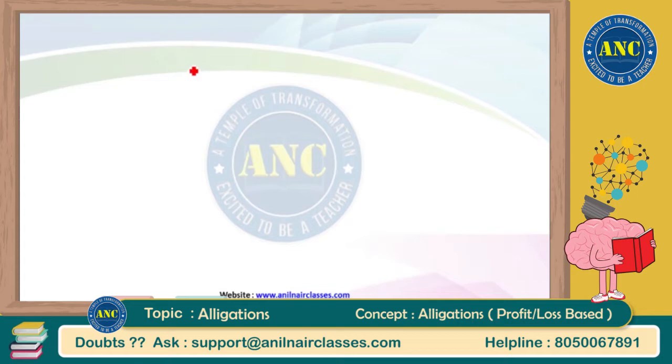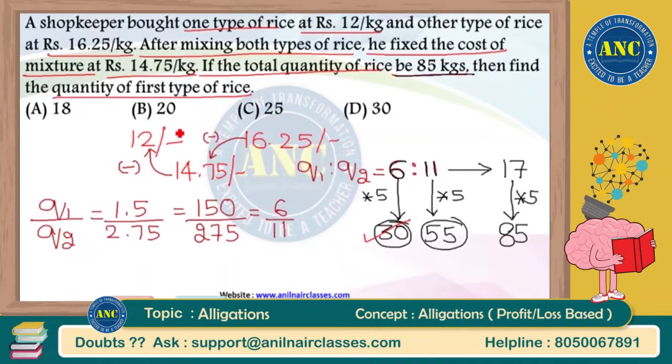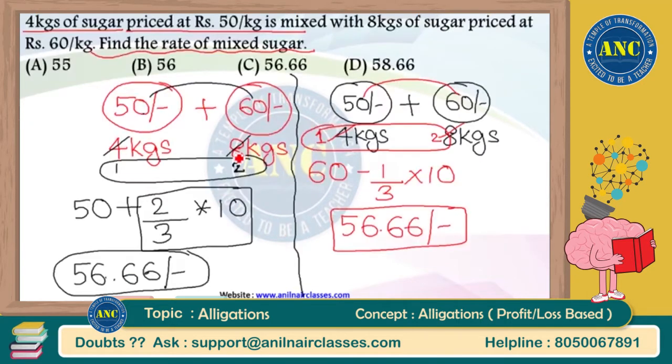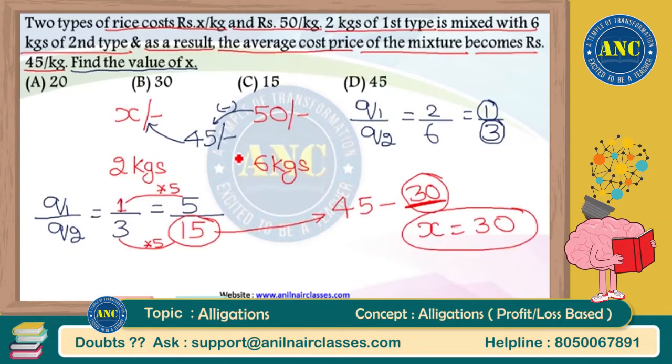Now, if you observe all our previous questions, this is the cost price, 12 rupees. This is the cost price, 16.25 rupees, and 14.75 rupees is also the cost price of the mixtures. If you observe the previous to previous questions, this X is again the cost price, 30 is what we got, 50 is again the cost price and 45 is again the cost price.